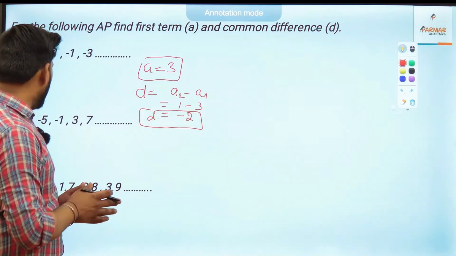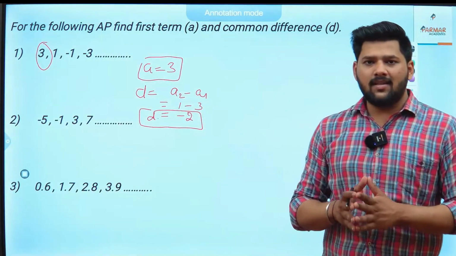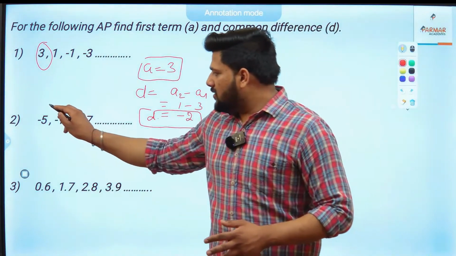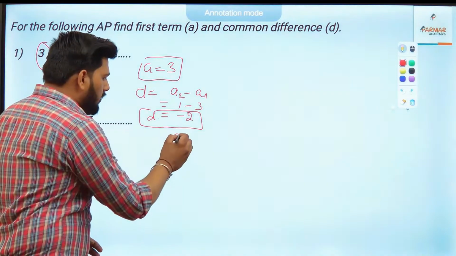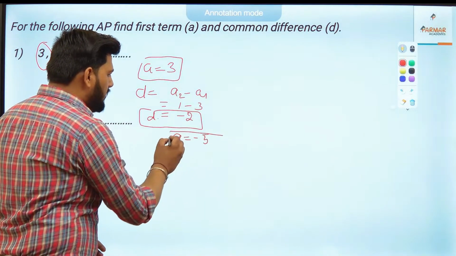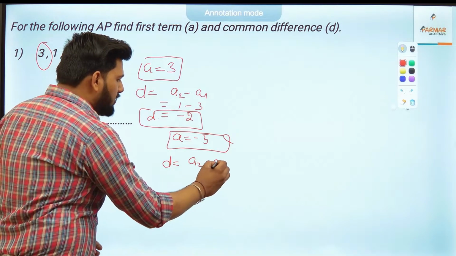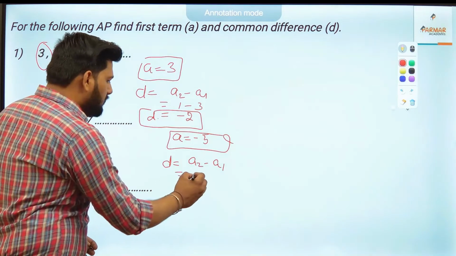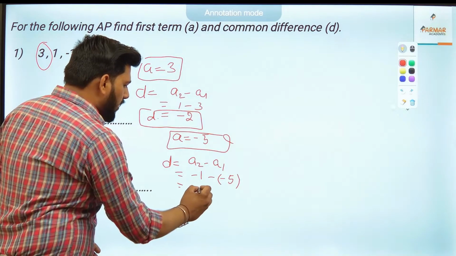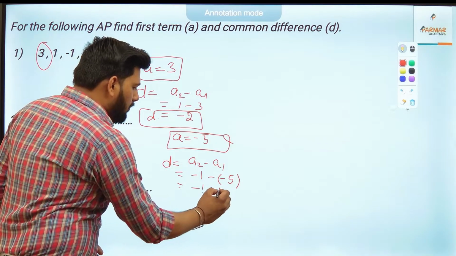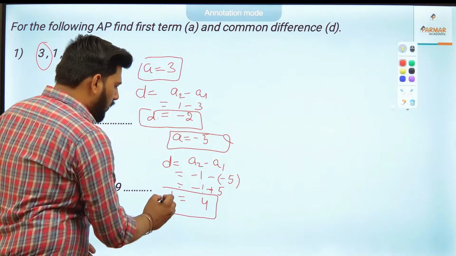Similarly, in the next question, the AP sequence is minus 5, minus 1, 3, 7. Simply, the first term is minus 5. So A is equal to minus 5. And how to find the difference again? That is second term minus first term. The second term is minus 1 and the first term is minus 5. That is minus 1 minus minus plus 5, and after calculation this is 4. So the difference is 4 here.